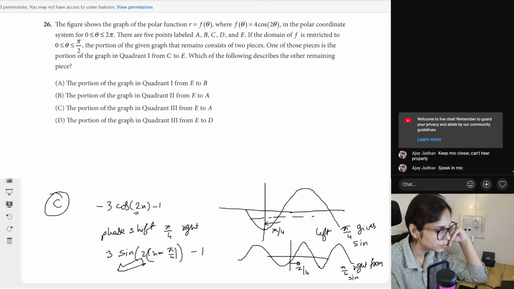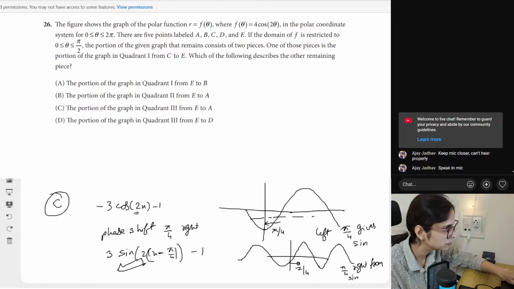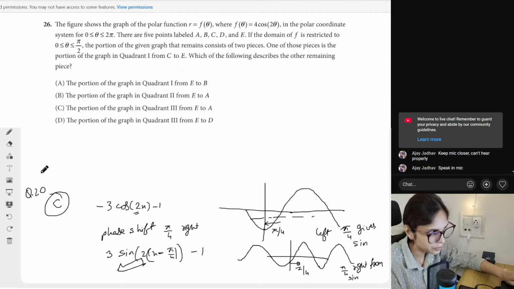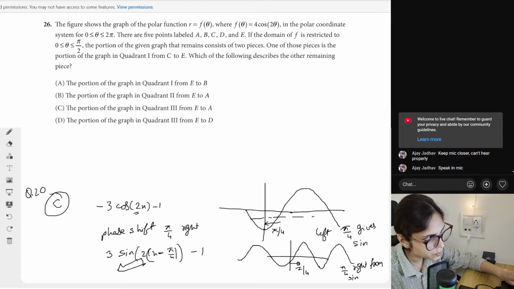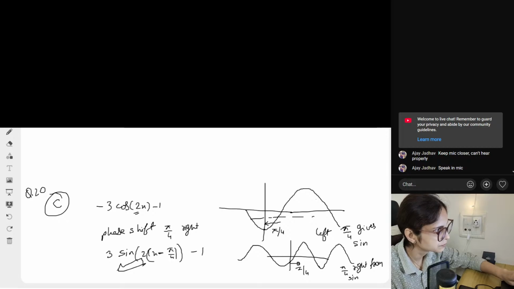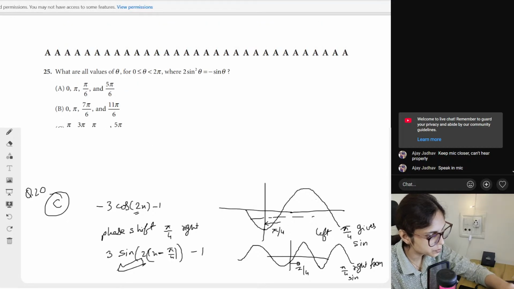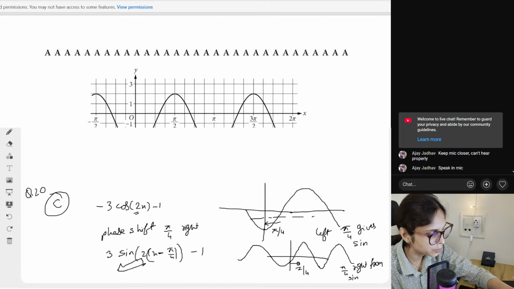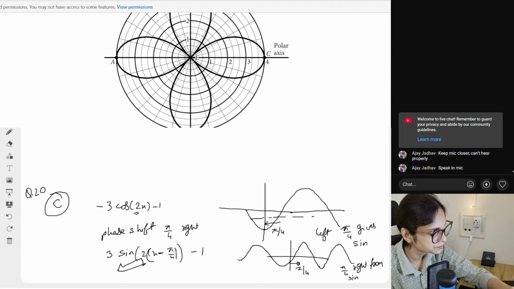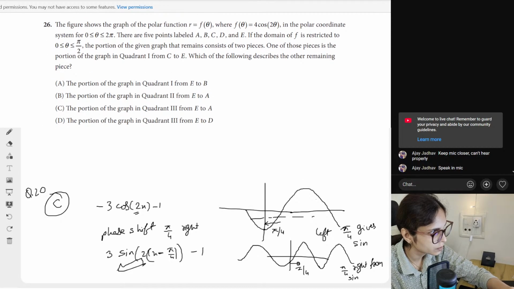So over here also, let me give a second. Yeah. This was, I think, question number 20. And this one is question number 26. Let me check if the previous one was 20 or not. Yeah, it was 20. Here.